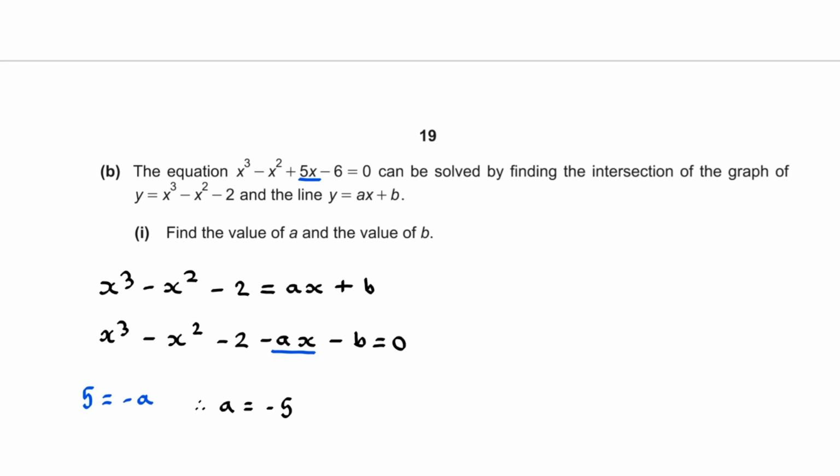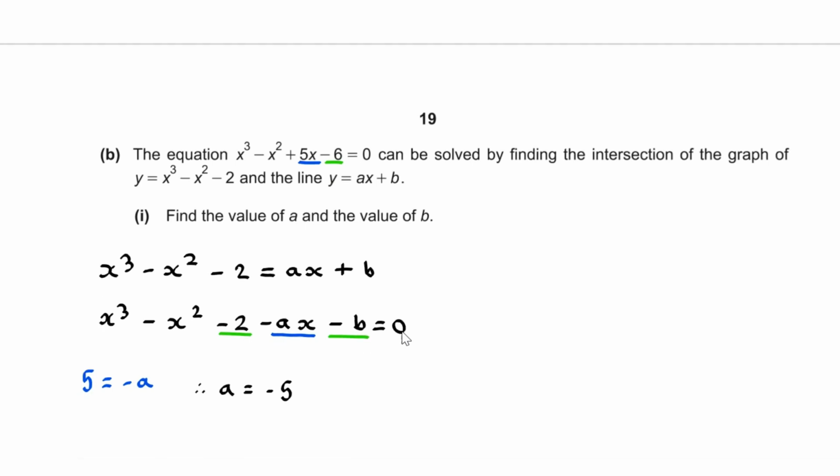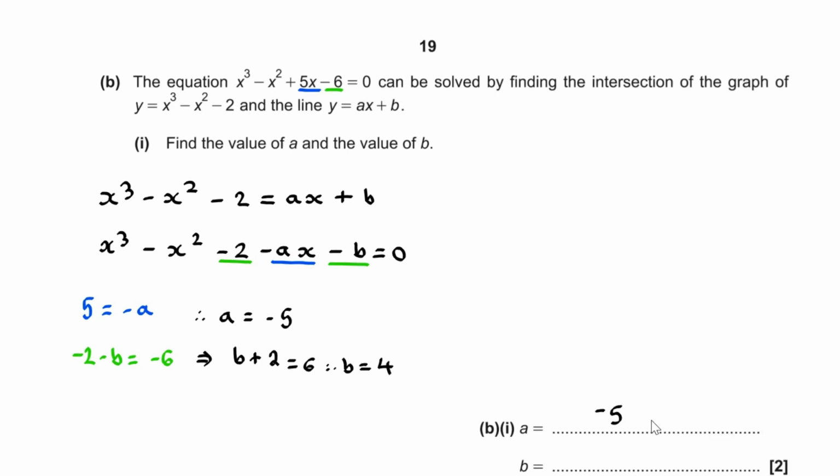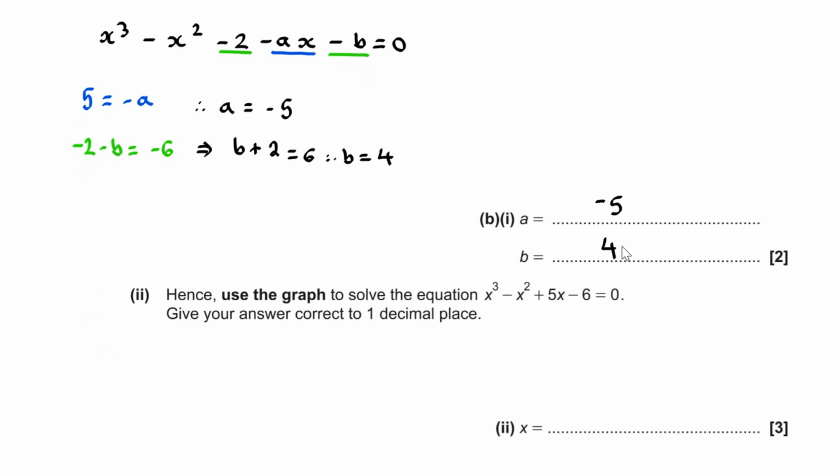And if we compare the number terms, well, we've got minus 6 over here, and here we've got minus 2 minus b. So comparing the number terms, we've got minus 2 minus b equals minus 6. And if we multiply everything by minus 1, you can see then that b plus 2 equals 6, and therefore b is equal to 4. So we've got a equals minus 5 and b equals 4. And then we have to use the graph to solve the equation x cubed minus x squared plus 5x minus 6 equal to 0. Give your answer correct to 1 decimal place.